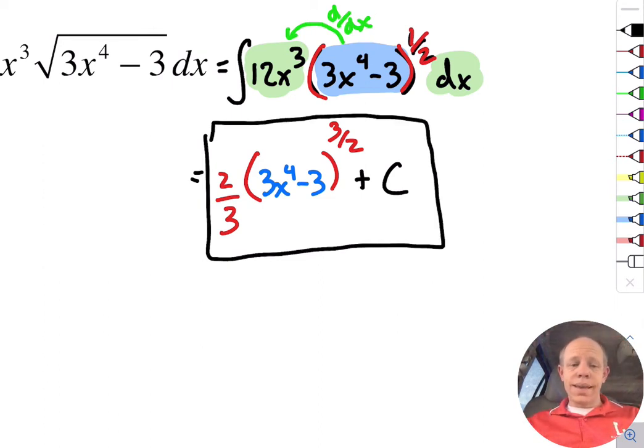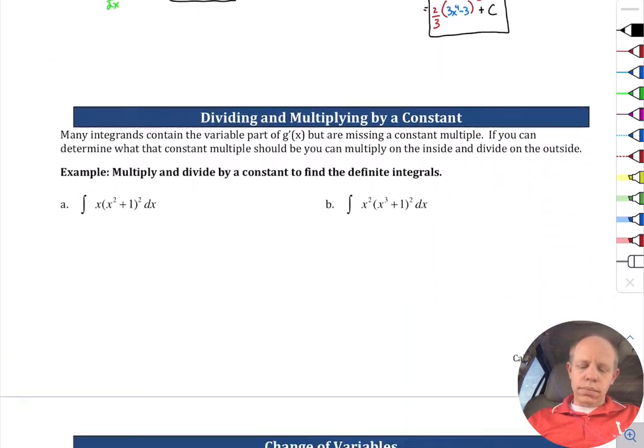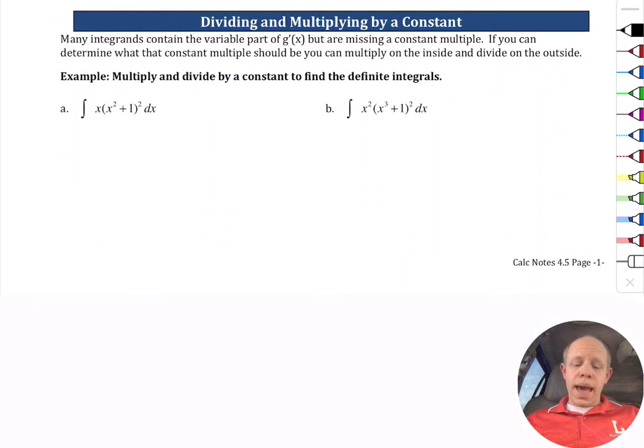All right, so that is finding antiderivatives of composite functions just using pattern recognition. All right, next we're going to look at the idea of dividing and multiplying by a constant.